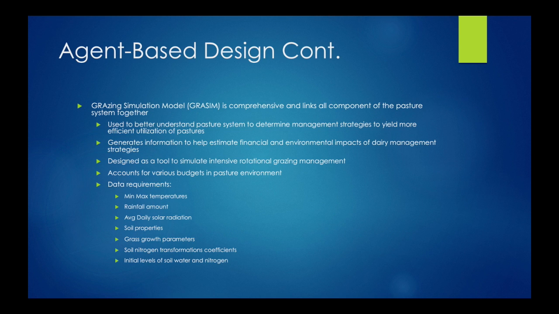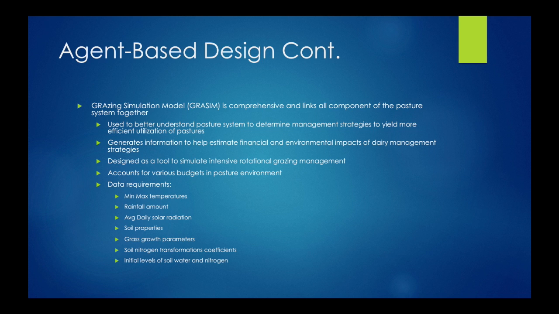The GRASM is comprehensive and links all components of the pasture system together. The reason is that you can use this to better understand the pasture system and determine the management strategies that will yield farmers and ranchers the most efficient utilization of their pastures. It also generates information to help estimate financial and environmental impacts of dairy management strategies. Our system is designed as a tool to simulate intensive rotational grazing management. It accounts for various budgets in the pasture environment.